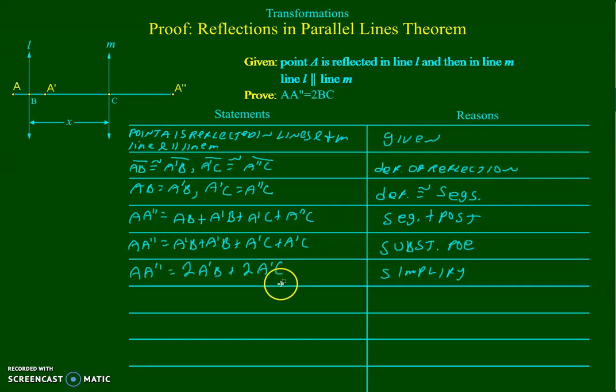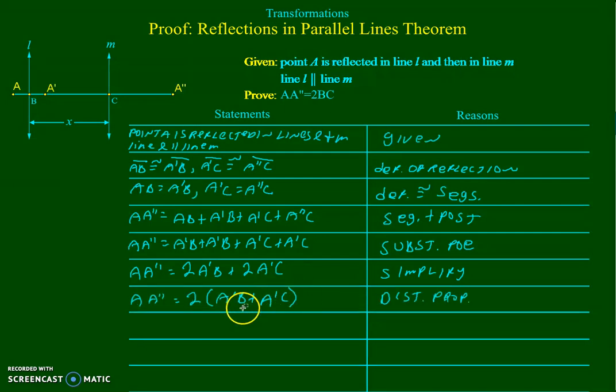At this point, hopefully you can see we're getting close, because now we have a common 2 inside here, so we can use the distributive property to pull out that 2, and we'll have 2 times A prime B plus A prime C. And A prime B plus A prime C is simply BC. So we're only a couple of statements away from what we're actually trying to prove. So our next statement is going to be that distributive property idea.